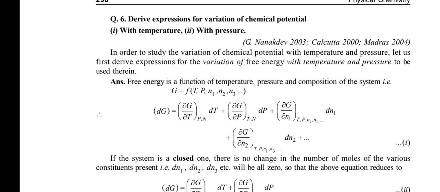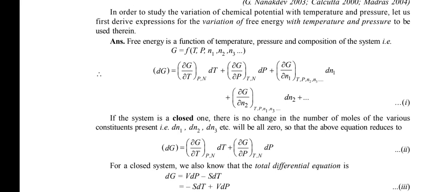Free energy is a function of temperature, pressure and composition of the system, that means G equals a function of temperature, pressure, n1, n2, n3. dG equals (∂G/∂T) at constant pressure and number of moles into dT, plus (∂G/∂P) at constant temperature and number of moles into dP, plus (∂G/∂n1) at constant temperature, pressure, n2, n3 into dn1, plus (∂G/∂n2) at constant temperature, pressure, n1, n3 into dn2, plus and so on.